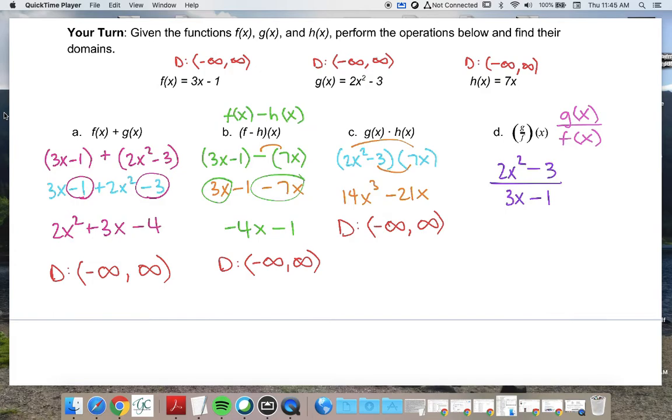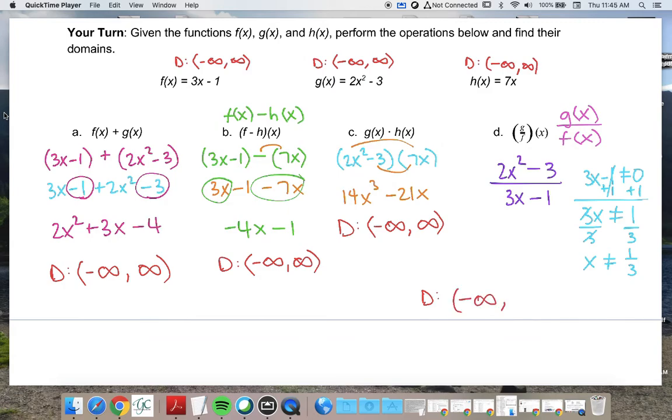So we know that the denominator cannot equal 0, so that means 3x minus 1 cannot equal 0. So now we're going to solve for x. So that means 3x cannot equal 1. We'll divide by 3, which means x cannot be equal to 1/3. So that 1/3 is where we're going to stop our domain. We're still going to start it at -infinity. It's still going to continue to positive infinity, but in the middle there, we're going to stop it at 1/3.